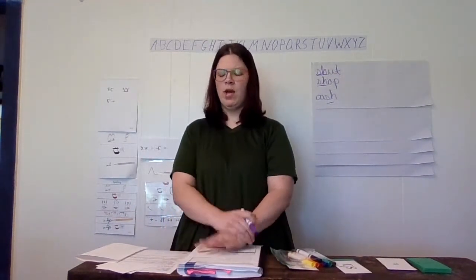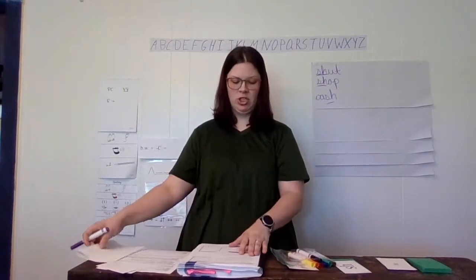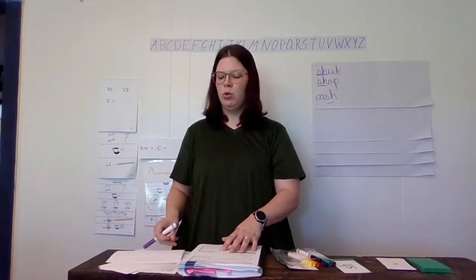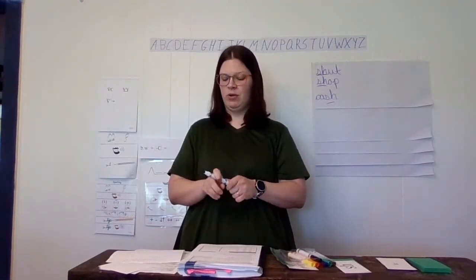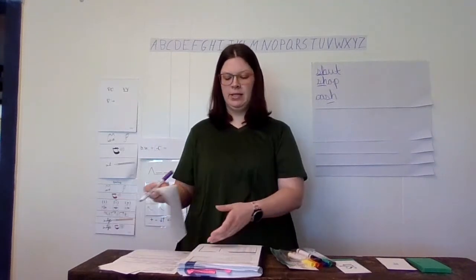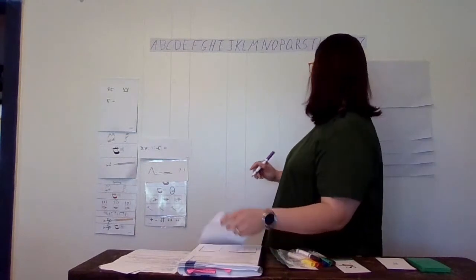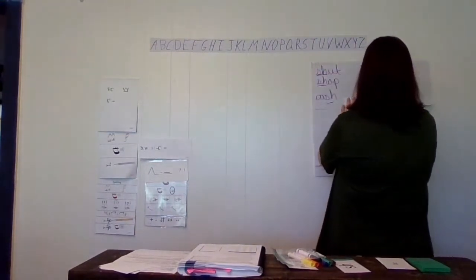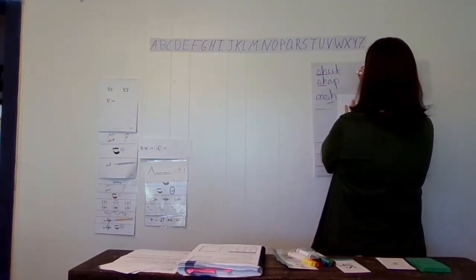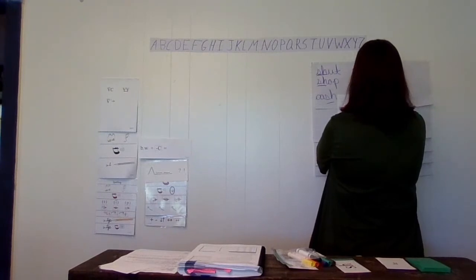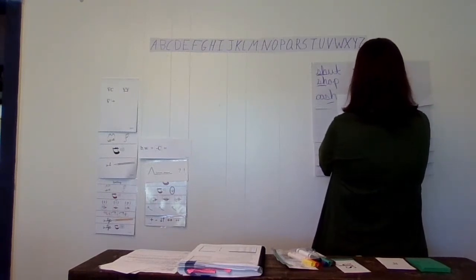All right, so when we're writing the digraph SH in cursive, we're just putting the S and the H that we've already learned together. But just as a refresher, I'm going to teach you how to do the S and the H together. So for the S, you are going to swing up, stop, curve out, around, and close. But you're not going to release.